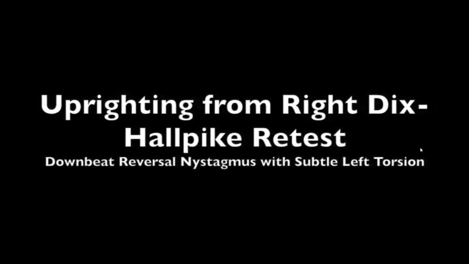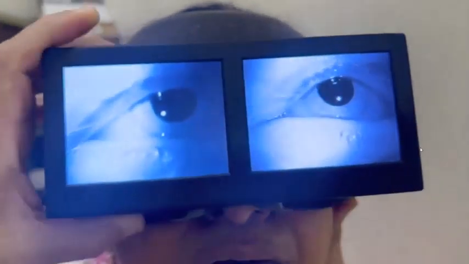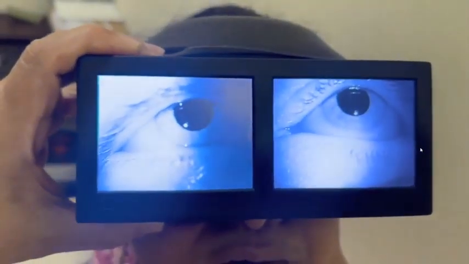Uprighting from the right Dix-Hallpike test, that is the retest done 24 hours after the Bascule maneuver, also evoked reversal nystagmus, that is downbeating and left torsional. Right Epley maneuver was carried out.